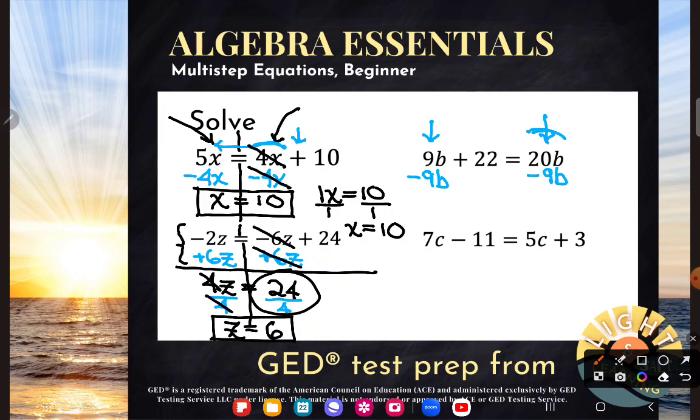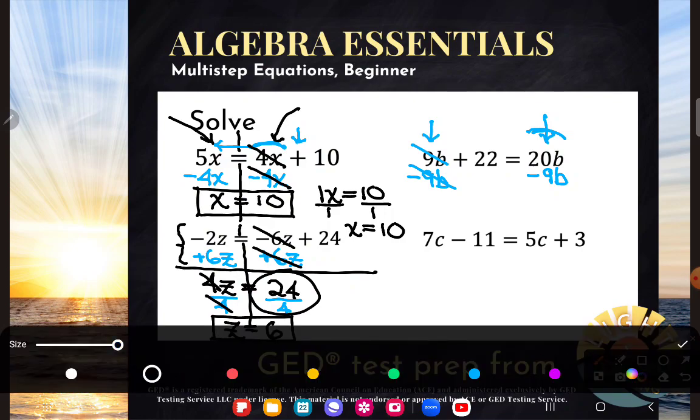See how I got all the way across the equal sign? It's nonsense if you do it twice to the same side, you guys. You're not keeping the equation equal in that case. So 9b minus 9b zeroes out, it's gone. So all I have is nothing plus 22, or just 22. And that's going to be equivalent to whatever I get on the other side. Well, 20b take away 9b is 11b.